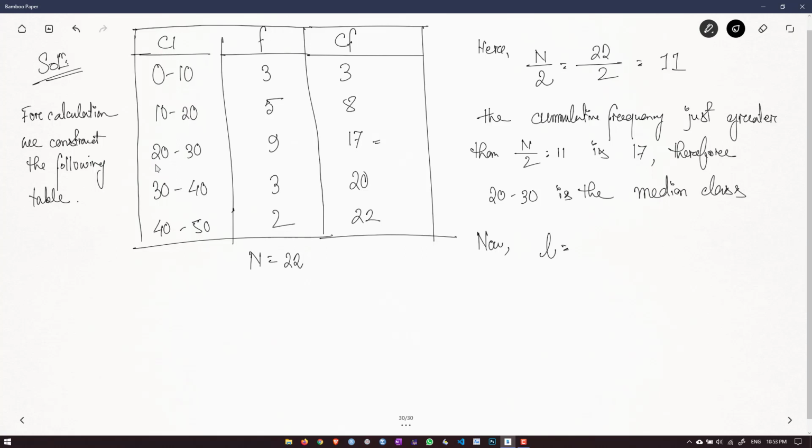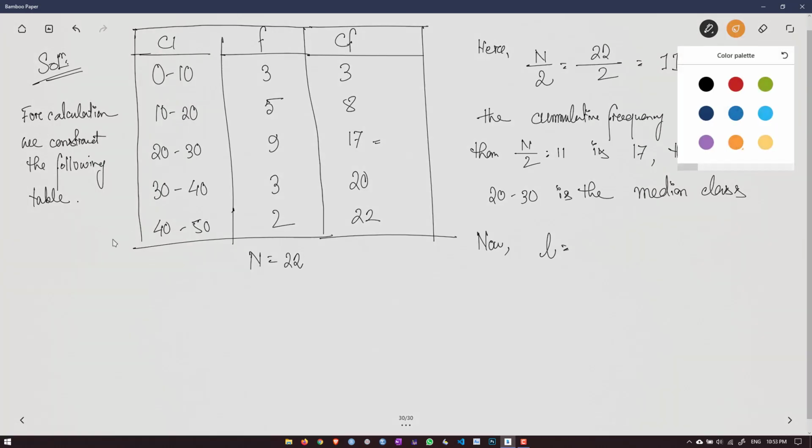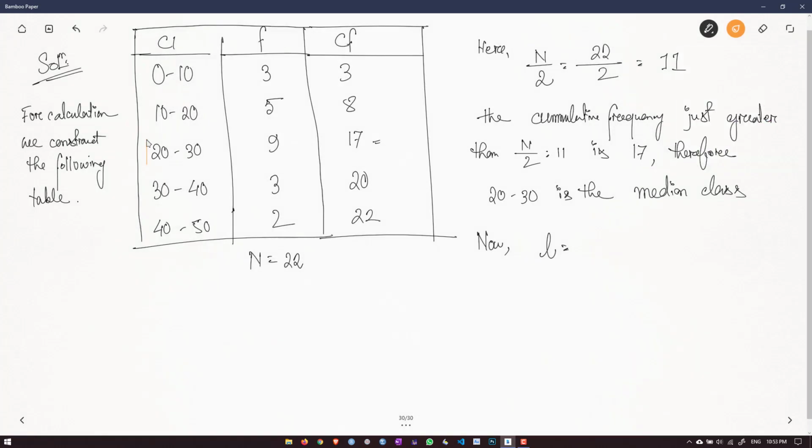L is the lower class limit. Now anything in yellow you are not supposed to write in examination. This is just for explanation. You don't have to mark this median class, right? You don't mark this. This is just to explain. This will be your median class.